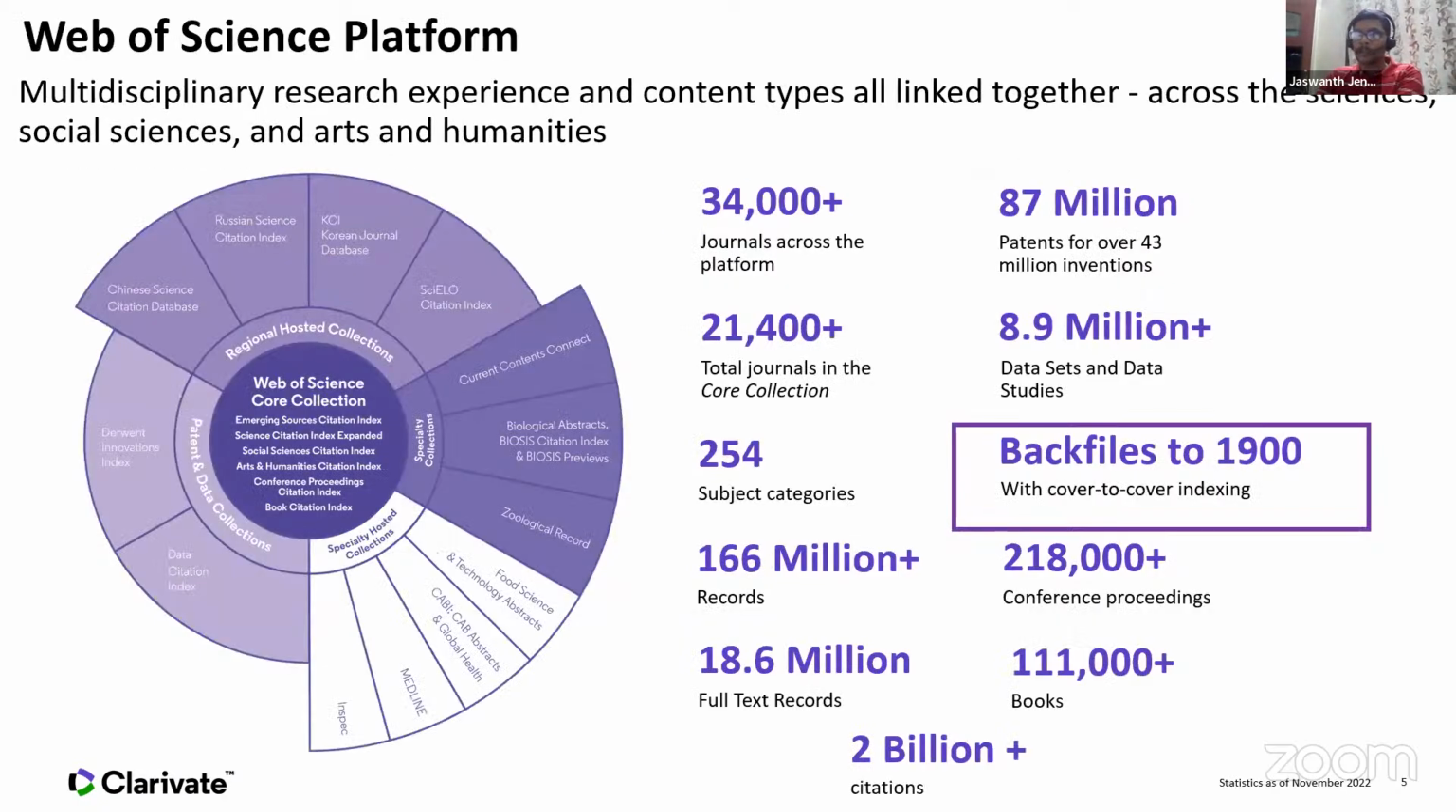So what do we have in Web of Science? Currently, more than 34,000 journals are covered in Web of Science. More than 21,000 journals in core collection. We have 254 subject categories. So this is an algorithm which helps you to find the papers classified in specific categories. Then we have 87 million patents, then 8.9 million data sets. We have a huge data set which will help you to do your research, and which will help you to enhance the research.